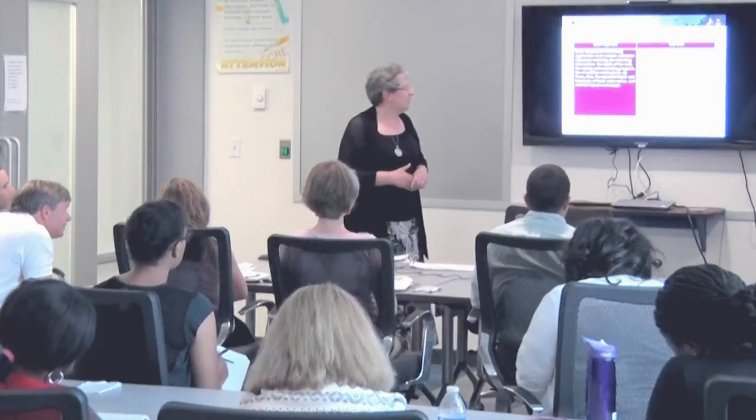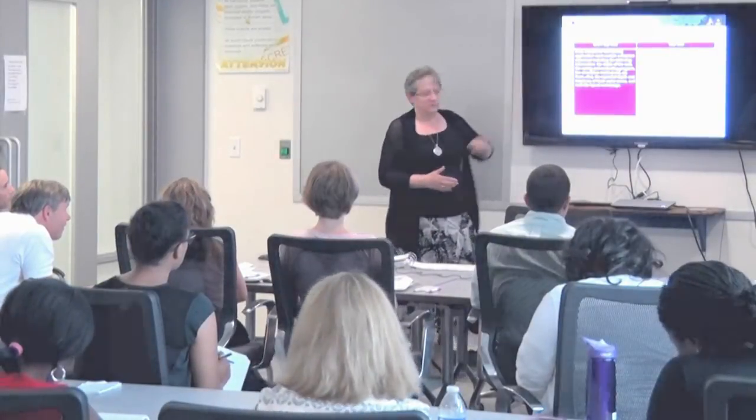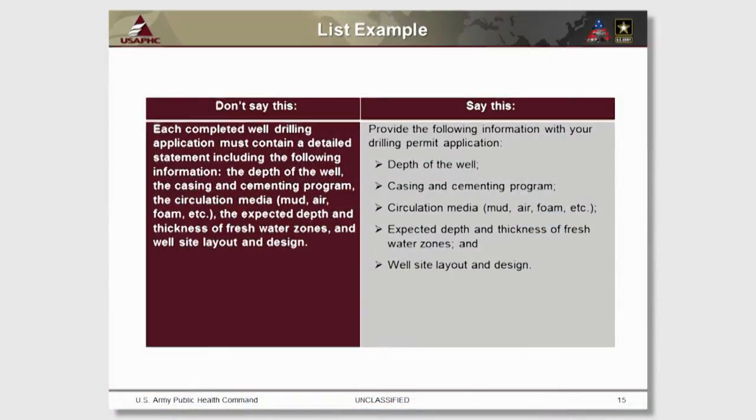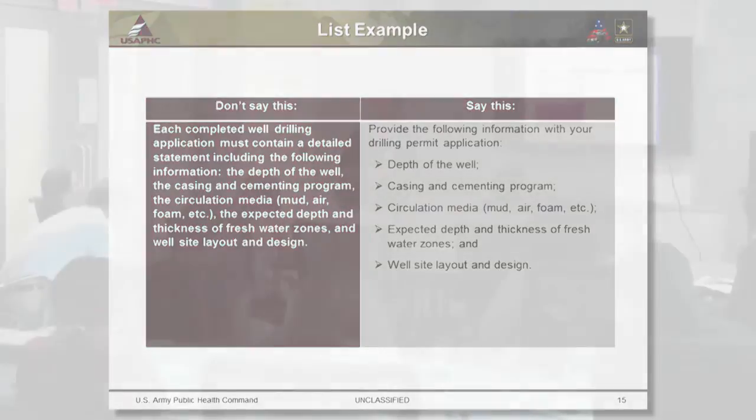Here's a good example. On the left, we have a sentence. This came from a recent document. I don't think it was an HPW document. But on the right, you can see how it's much easier to spot the information, comprehend the information when the items are in a list. Any questions there?